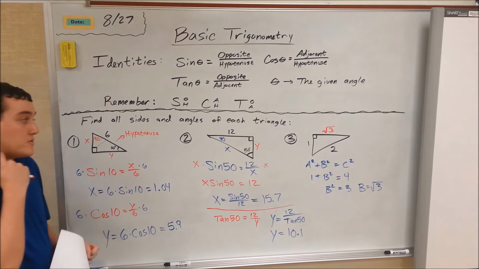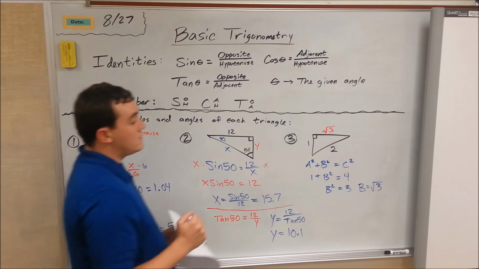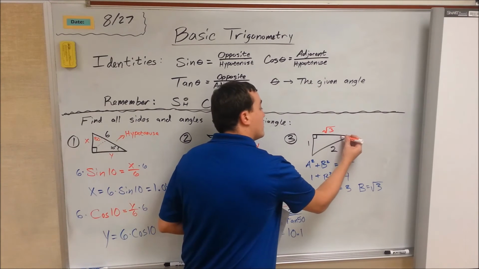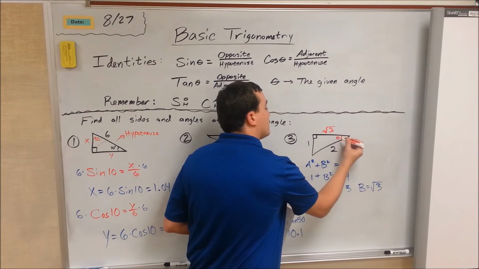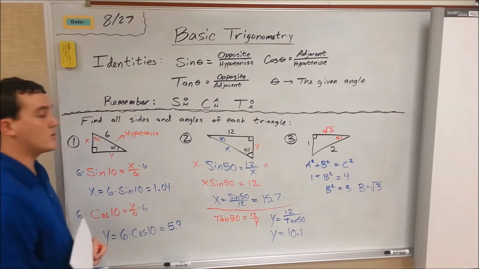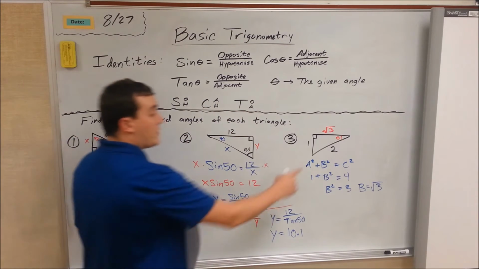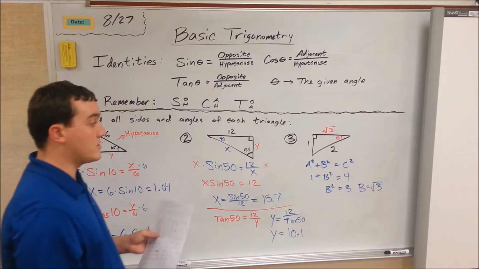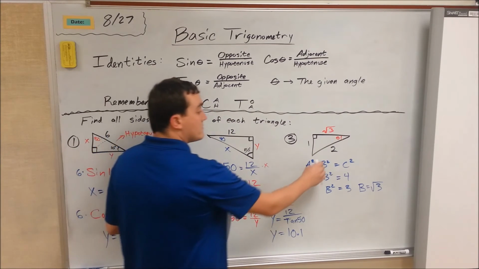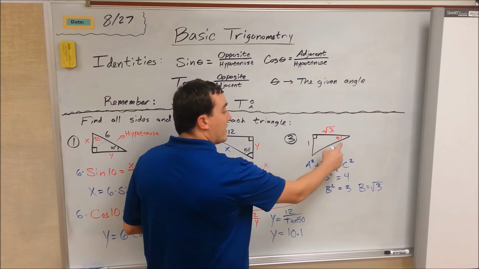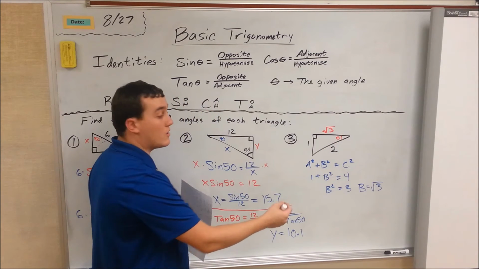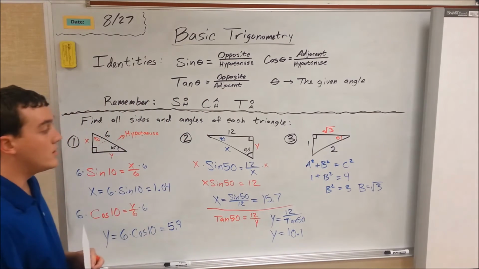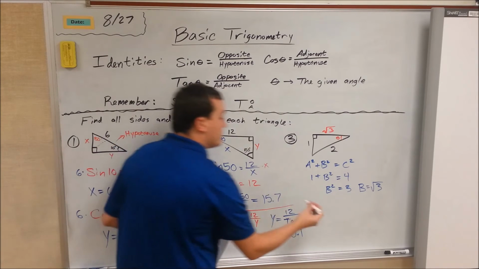Now we have to find our angles. So we'll try and find this angle first. Alright, we'll call that theta. Now once we find that angle, this is going to be easy because we know there's 180 degrees in a triangle. So we have our given sides are opposite and hypotenuse. Alright? So opposite and hypotenuse means we use sine.